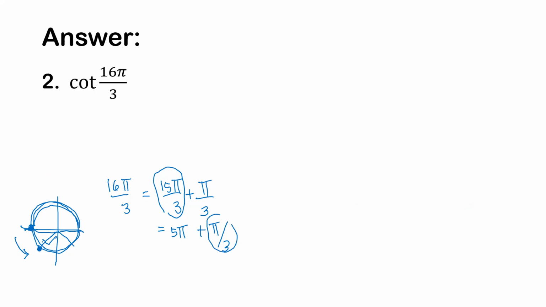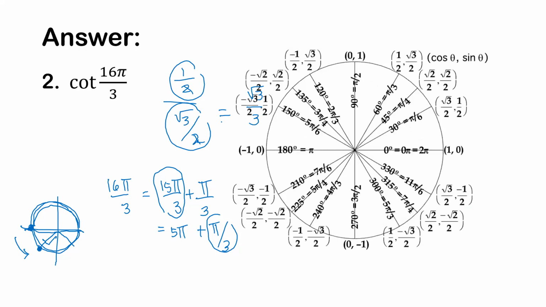So, pi over 3, ibig sabihin, yan yung cosine is 1/2. Tapos, yung sine yung square root of 3 over 2. Okay? So, you have a 1/2. Tapos, square root of 3 over 2. This is your cosine. This is your sine. So, this will cancel. So, you have 1 over square root of 3 or square root of 3 over 3 when you simplify that radical. Okay? So, ang ating sine ay positive. Square root of 3 over 3.